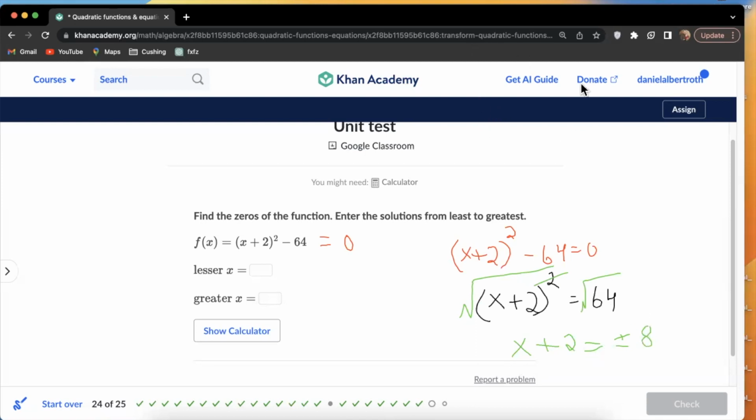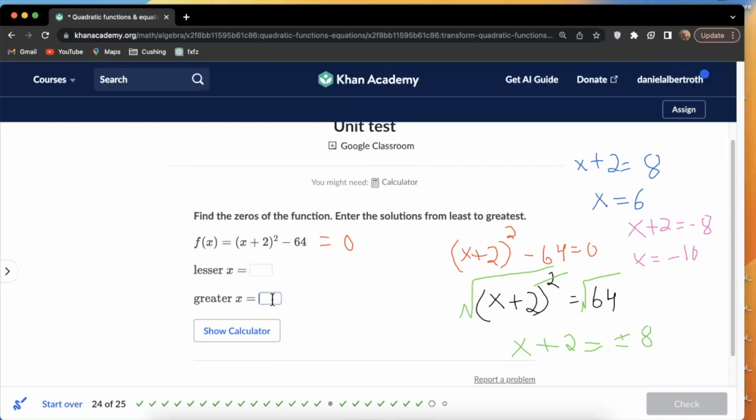So for our first answer, let's use plus 8. So I have x plus 2 equals positive 8. If I subtract 2 from both sides, x equals 6. If I solve the other equation, x plus 2 equals negative 8, subtract 2 from both sides, x equals negative 10. So my two answers are 6 and negative 10. The greater one is 6, and the lesser is negative 10.